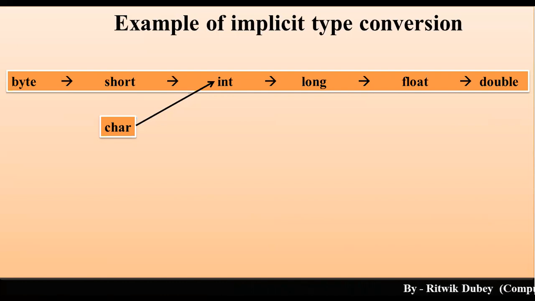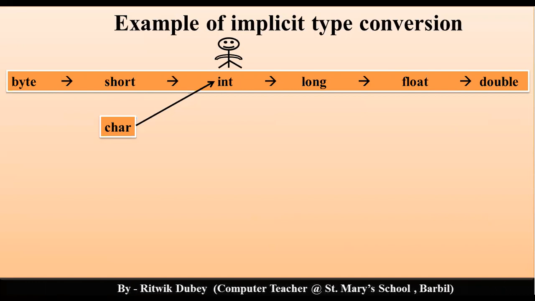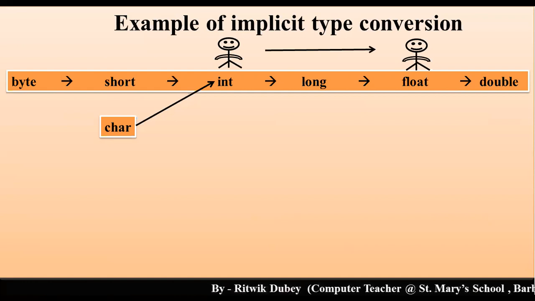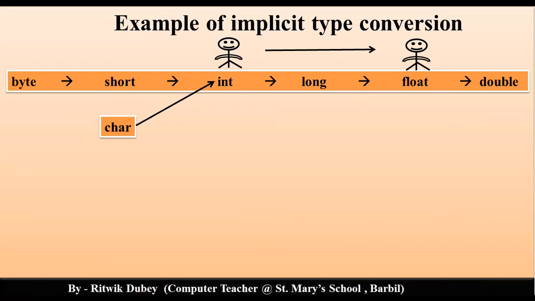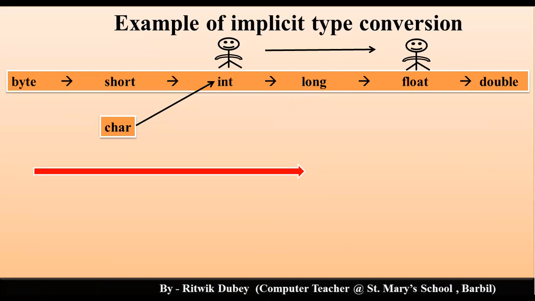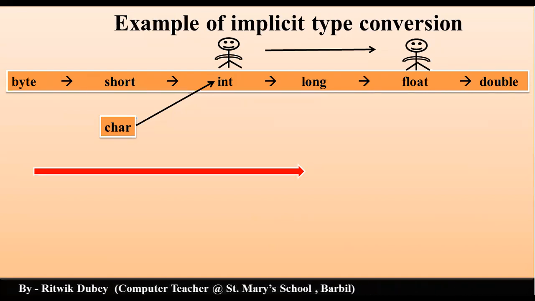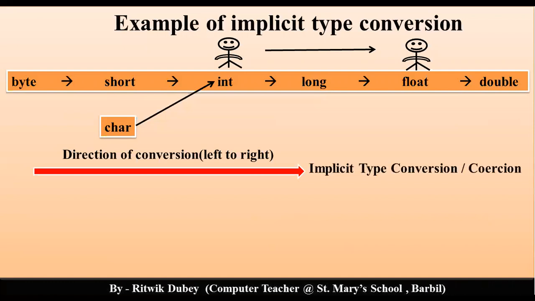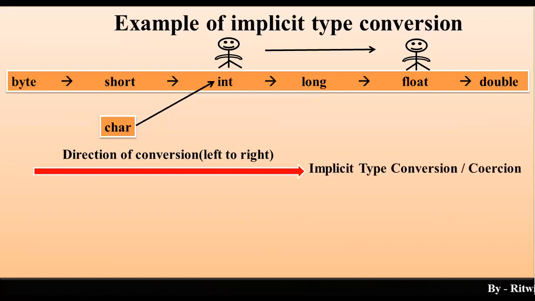Now, if you are standing over int, means there is an int value in your hand, and you have to convert it to float type, then what should be the statement? First of all, what is the direction of change? As per the chart, byte to short, short to int, int to long, long to float, float to double. The direction is from left to right. Yes or no? And what type of conversion is this? This is implicit. It will be done automatically by the compiler.